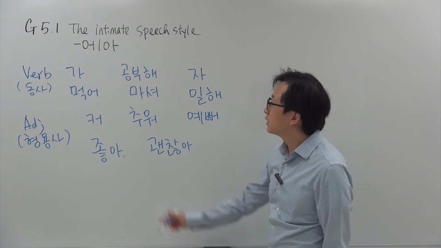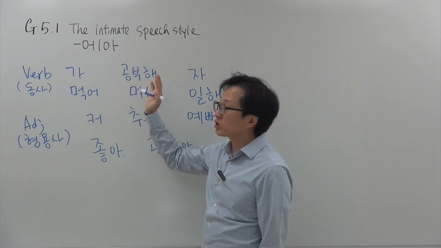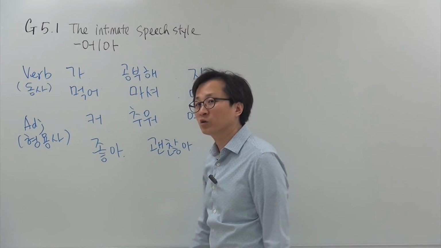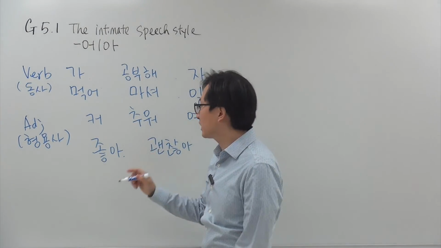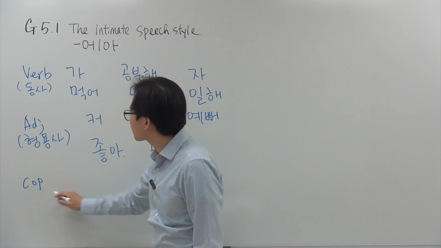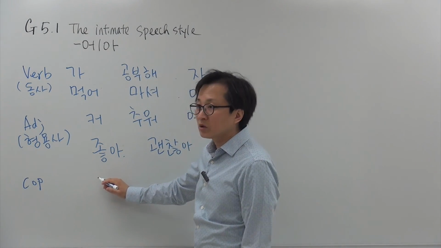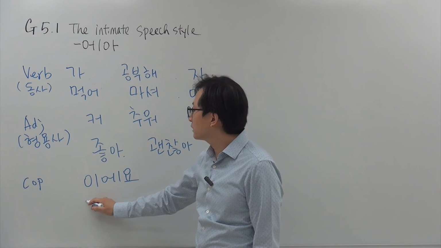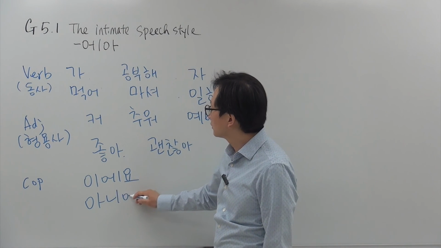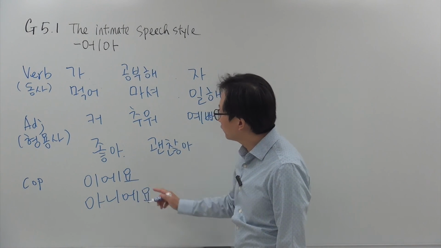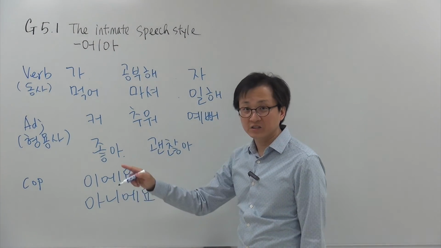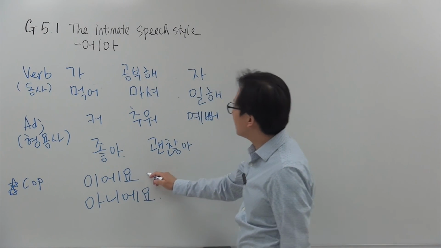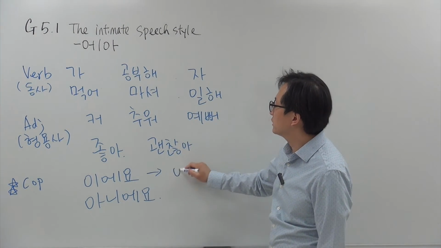Very simple, right? When we talk about conjugation, we always talk about verbs and adjectives and copula. Copula: noun plus 이다, 아니다. 그렇죠? What's the 어요 아요 form? 이에요. 그렇죠? And 아니다? 아니에요. If you take just yo out, 이에, 아니에, 이게 아니에요. So copula is an exception. 이에요. 그러면 please remember this separately.